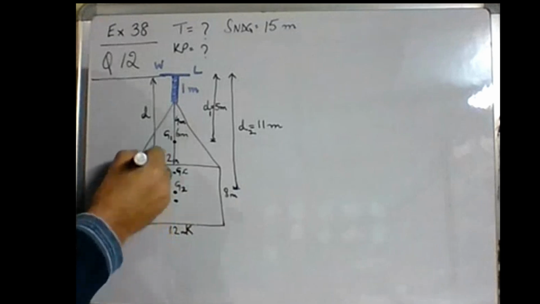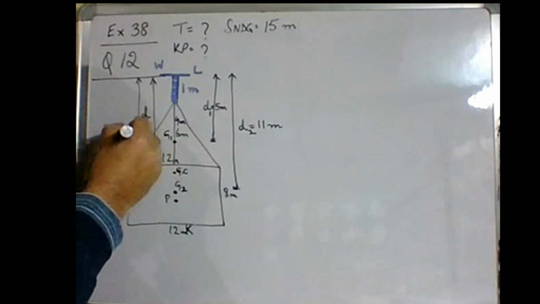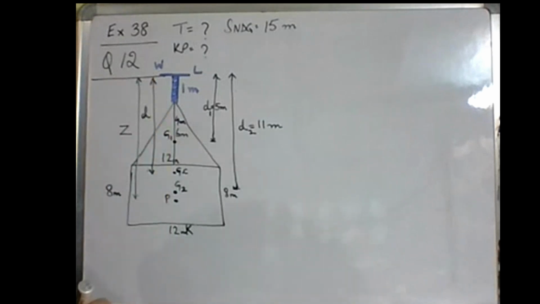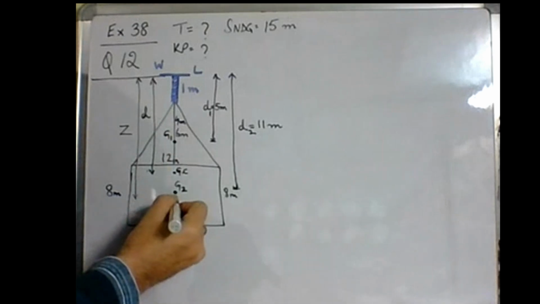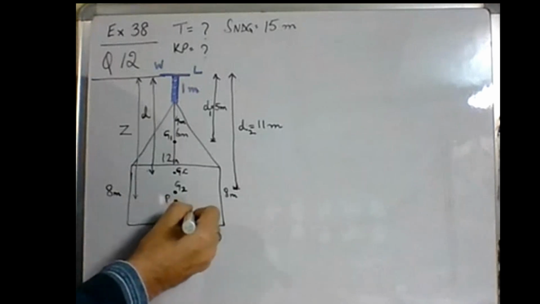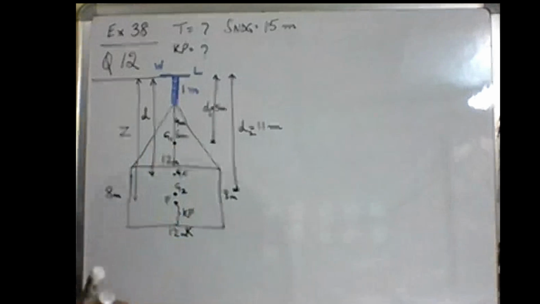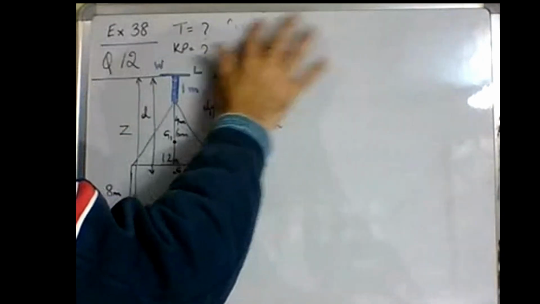And by definition, P to the waterline is known as Z, and this is known as KP. तो ये मेरा डायग्राम कंप्लीट हो गया. अब मैं क्वेश्चन को चालू करता हूं.